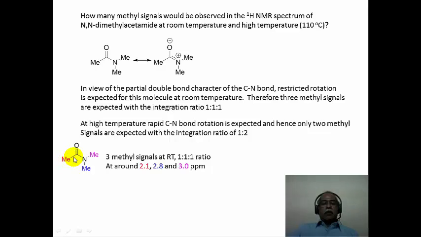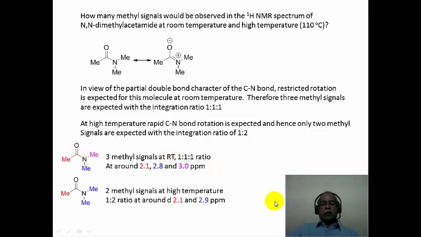In fact, the methyl which is the acetyl methyl comes at 2.1 ppm. The chemical shift values and the structure methyls are color coded. One can match the colors with the corresponding methyl. The blue methyl, which is trans to the oxygen, comes at a lower delta value compared to the one which is cis to the oxygen, which comes at a higher delta value.